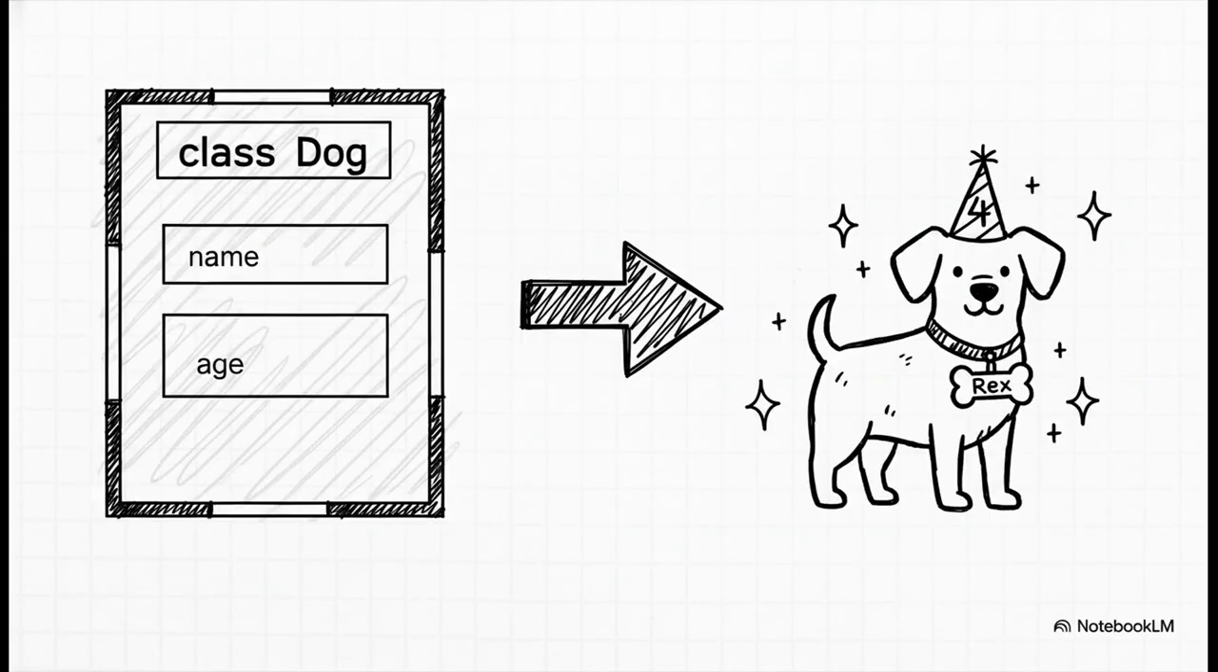And here's exactly what that looks like. We create a blueprint called class dog. This blueprint says that every dog we create from it will have a name and an age. Then we actually use that blueprint to make a specific individual dog. Here we're creating my dog from the dog blueprint and giving it the name Rex and the age 4. We've just made an object, a unique dog named Rex. And now the cool part is we can use that same blueprint to create a whole pack of different dogs, each with their own name and age.